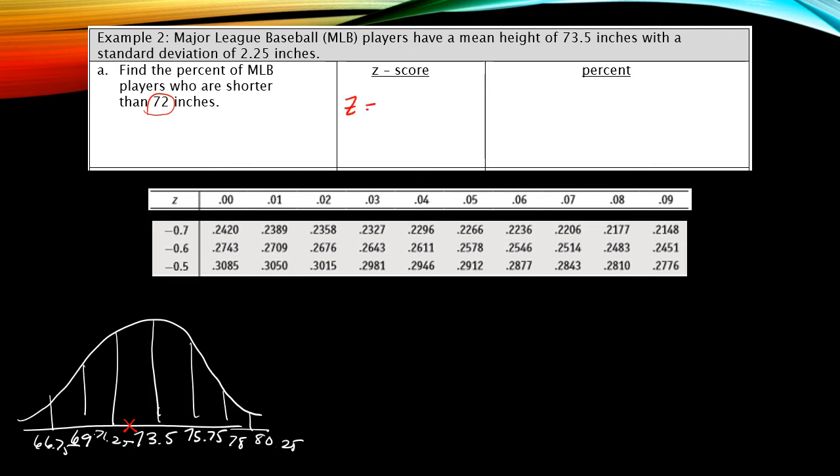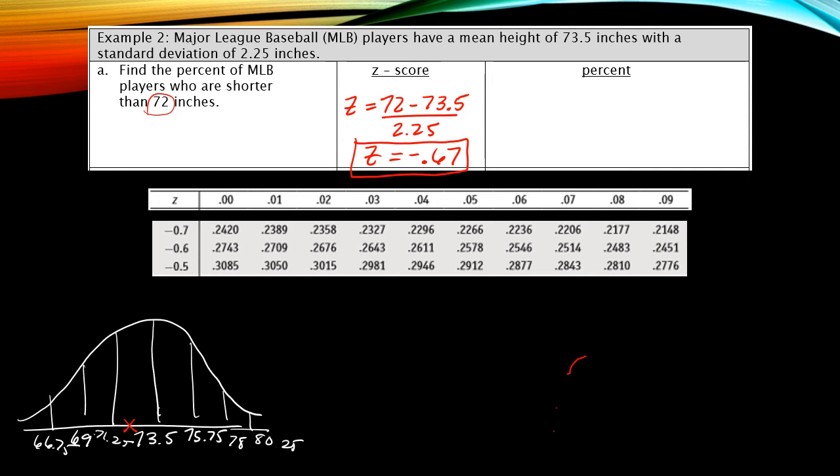So I take my value, which is 72, minus the mean, which is 73.5, and I divide by the standard deviation, which is 2.25. Remember that you need to be careful plugging this into your calculator. Make sure you use parentheses or do something so that the order of operations are followed properly. If you do that, you're going to get negative 0.6 repeating, which we are going to round to negative 0.67. Remember that you always want your z-scores rounded to 2 decimal places. Now we have to find the percent.